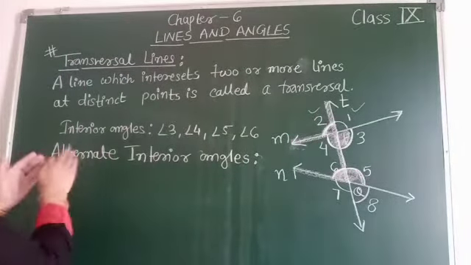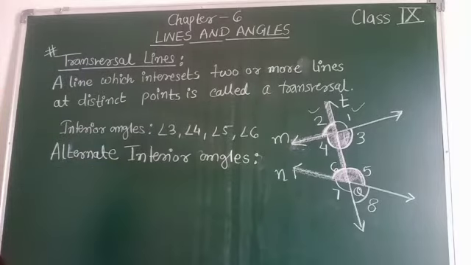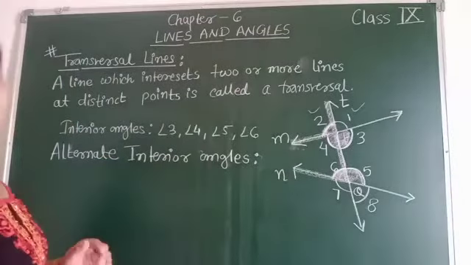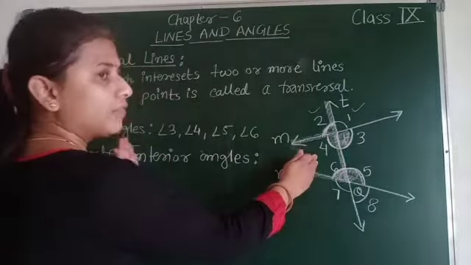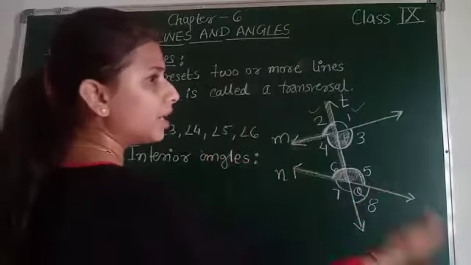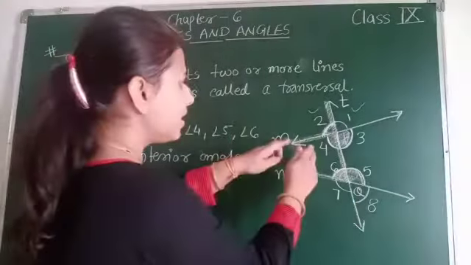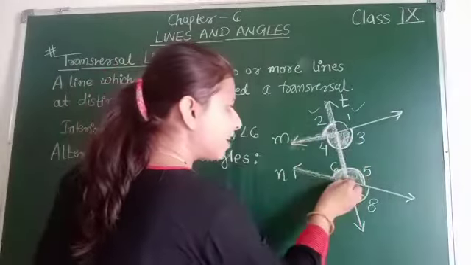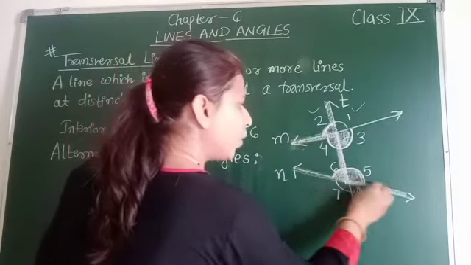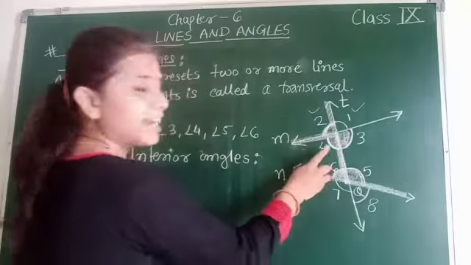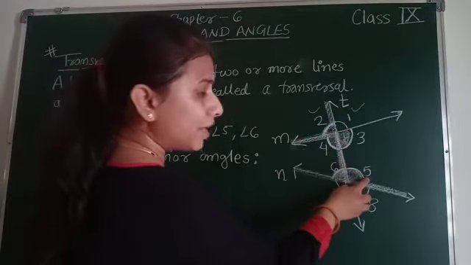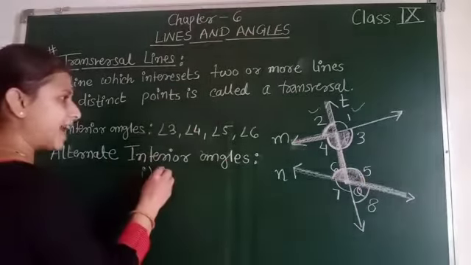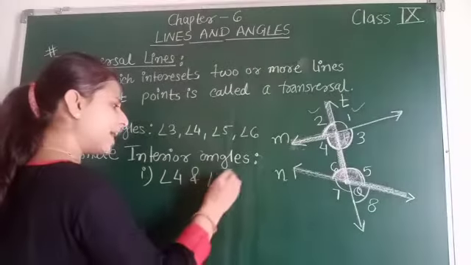But out of these, which angles are your alternate interior angles? Always remember, students, in alternate interior angles, one angle will come on the left side of the transversal and one angle will come on the right side of the transversal. As you can see here, a Z alphabet will form. As you can see here, this one is your Z alphabet. So the alternate interior angle of this angle 4 will be angle 5. So the first pair of alternate interior angles will be angle 4 and angle 5.